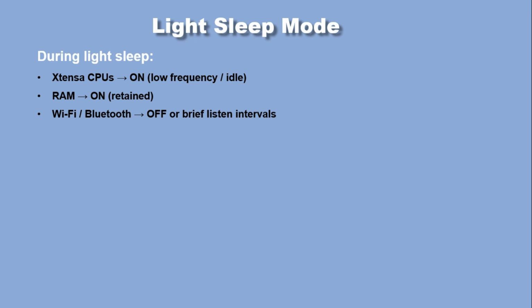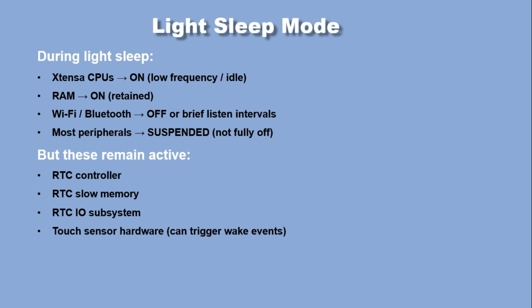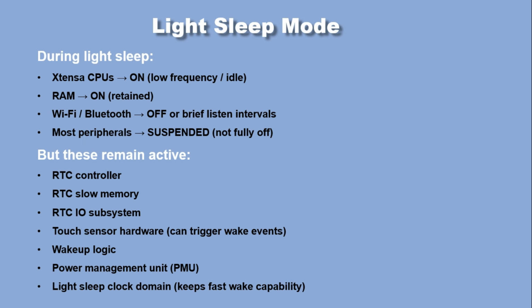Wi-Fi and Bluetooth are shut off or set to brief listen intervals, and most peripherals are simply suspended, not fully killed. To maintain this fast wake capability, specific hardware remains active. This includes the RTC controller, slow memory, and the RTC I/O subsystem, allowing touch sensors and GPIOs to trigger wake events. The wake-up logic, power management unit, and the light sleep clock domain stay operational, keeping the chip ready to resume full execution in microseconds.